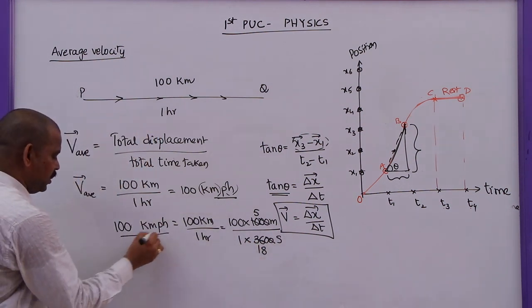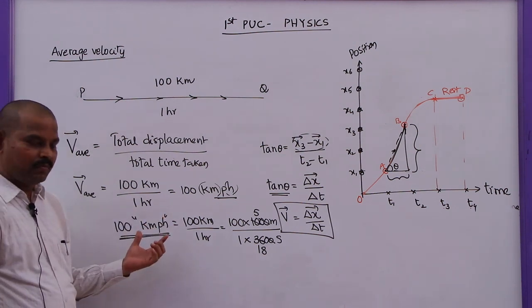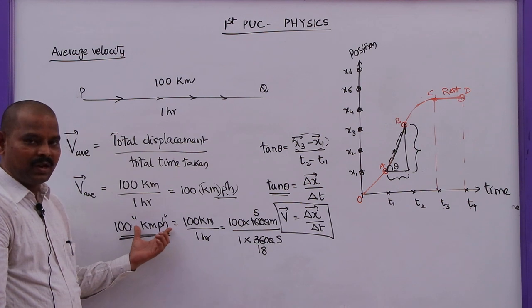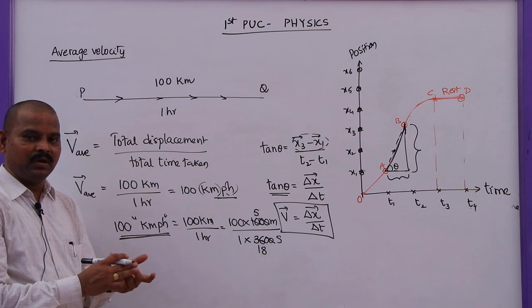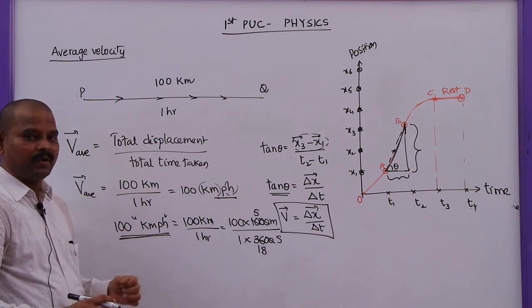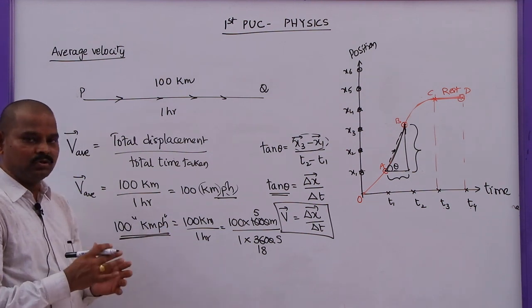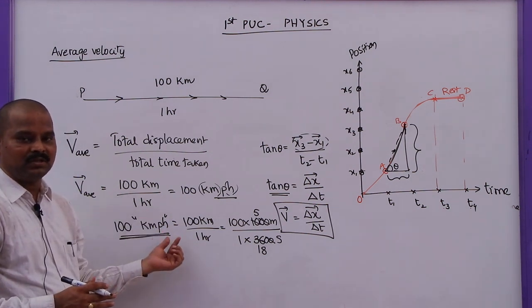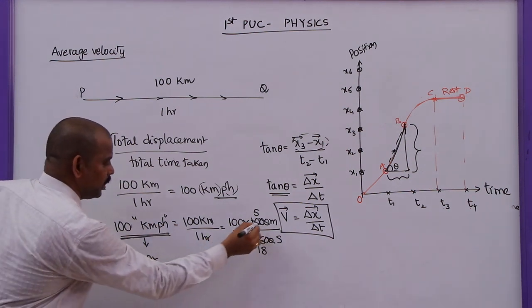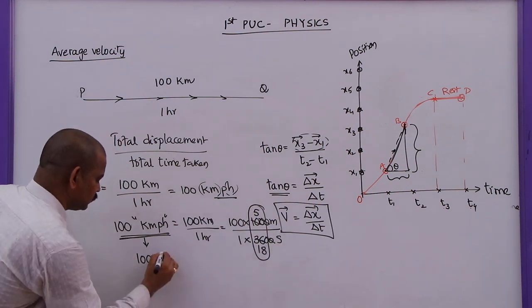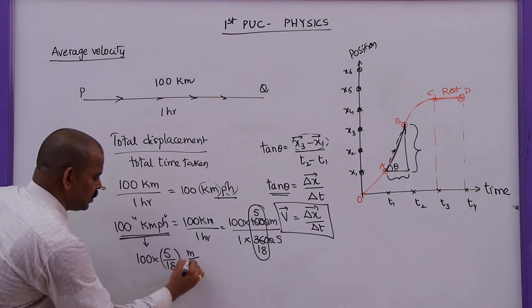Whenever the speed or velocity of a body is given in kilometer per hour, in general we measure the speed or velocity of a body in kilometer per hour only, whether it is the speed of a bus, a train, or a helicopter. But in physics, especially in the SI system, we need to use only meters for distance and seconds for time. So this will be equal to 100 into that extra term, 5 by 18 meters per second.